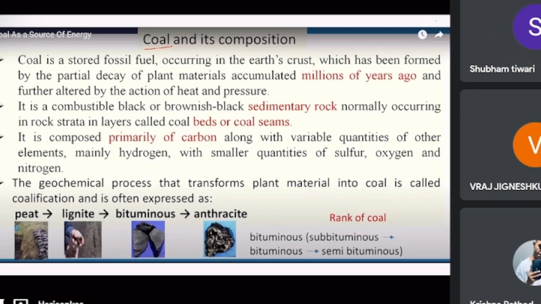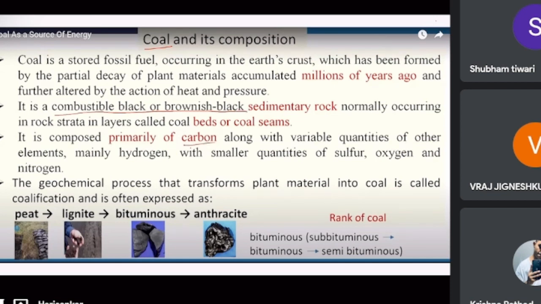Yeah, basically that is what coal is. Biomass, basically plants and animal remains, gets buried under the earth's surface for millions of years, and after the action of heat and pressure, these remains get converted into what's known as coal. Coal is a combustible black or brownish-black sedimentary rock, normally occurring in rock strata in layers called coal beds or coal seams.